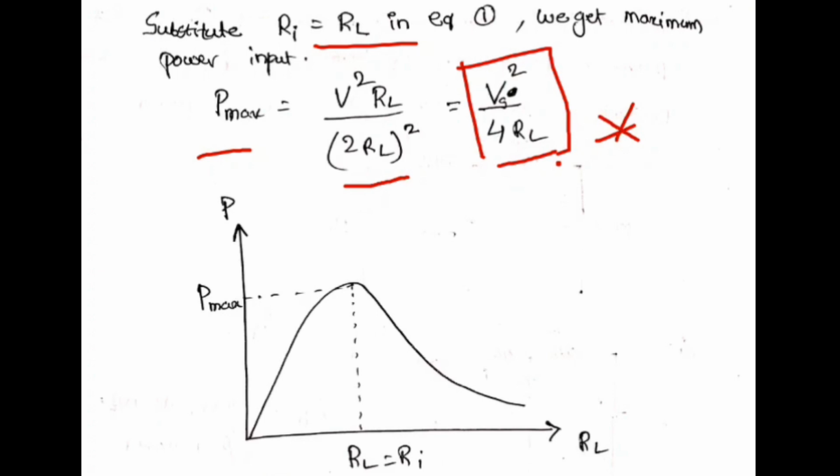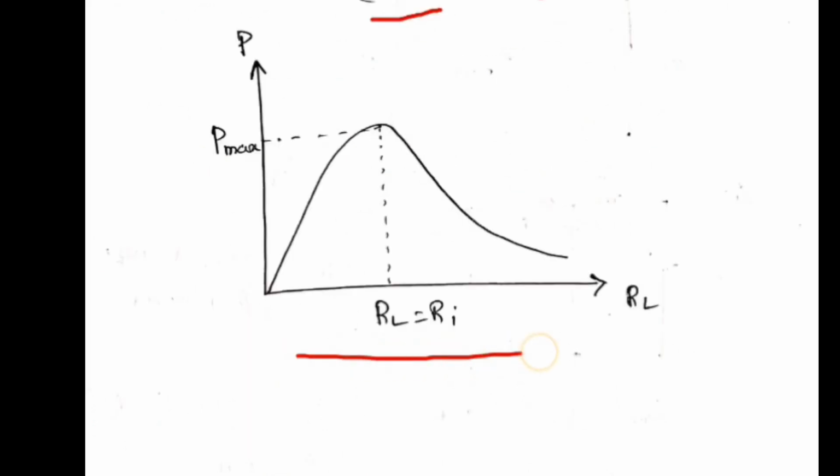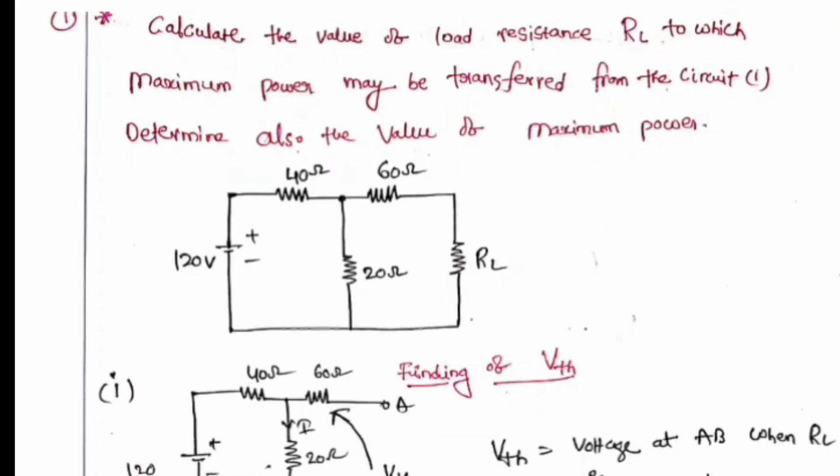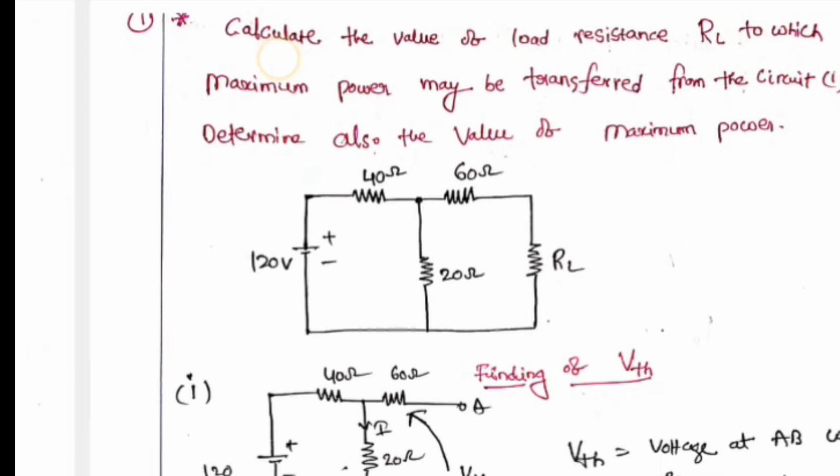If you consider a graph, RL is taken on x-axis and power is taken on y-axis. The maximum power is delivered to load when RL equal to RI. The maximum power obtained is the peak point of power, the maximum power at RL equal to RI. Let us consider an example to solve maximum power transfer theorem. If you know the statement, if you know the derivation, and if you solve this numerical problem, you will get a clear idea about how to solve maximum power transfer theorem.